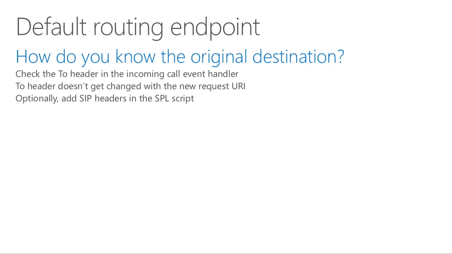The way that you figure that out is you look at the to header. You need to drill down to the request data on the incoming call, look at the to header, grab that SIP URI, and then you can use that to forward the call to the original destination, the person who was originally being called.